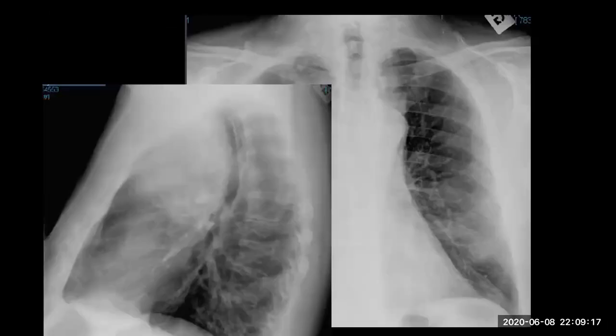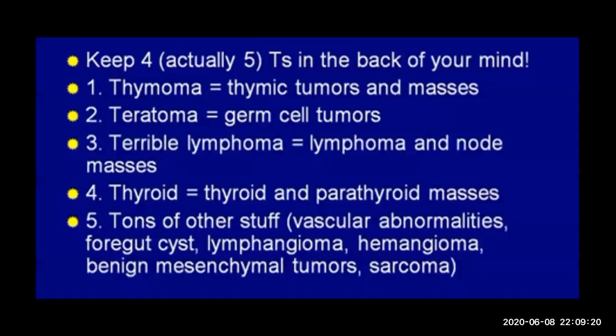We mentioned thyroid, lymphoma, teratoma and thymoma, these four. And there are tons of other causes like vascular causes, foregut cyst, lymphangioma, hemangioma, aneurysm, etc. These are the differential diagnoses. Actually it is 5 T's, not 4 T's: thymoma, teratoma, lymphoma, thyroid, and tons of others.